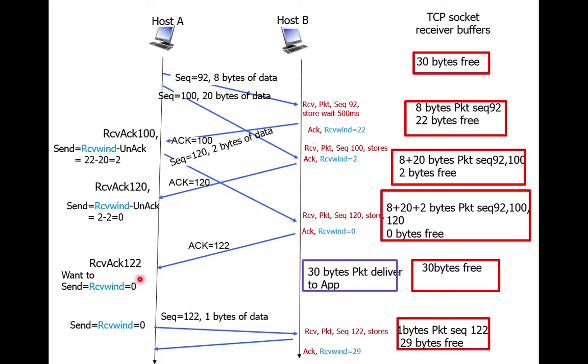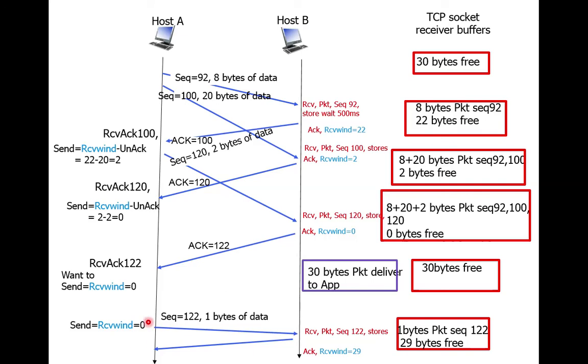Why can it not send? Because it has received window 0. Host A wants to send data, but it cannot, because it has received window 0, even though free space is now available. The buffer now has 30 bytes of free space, but this is not known to host A, because host A comes to know only when host B announces it, and host B is not announcing. Why? Because host B doesn't want to send any packet, since it has already sent the acknowledgement and doesn't want to send data.